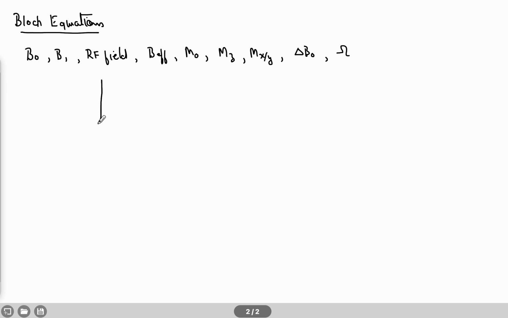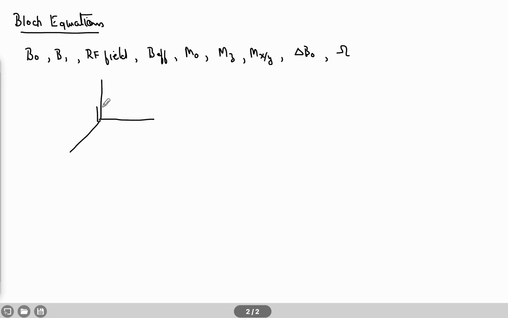So by now we are all familiar with the terms when we are saying B0, B1, RF field, which is same as B1 basically, and what is B effective, what is M naught, what is MZ, what is MXY, MX or MY, right? What is delta B naught, what is offset, etc. Right? All of these terms are familiar.